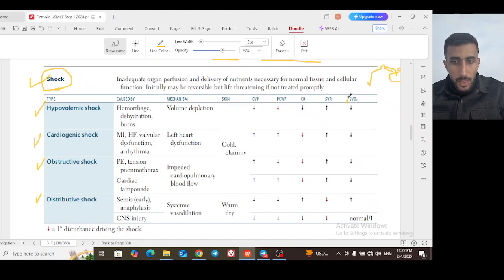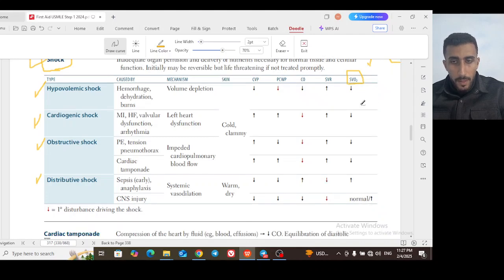First, we will compare the different kinds of shock according to the saturation of venous oxygen. Through a central venous catheter inserted into the internal jugular vein, you may withdraw a sample of blood. From this sample you will measure the oxygen, and logically it will be decreased. You have shock and the tissues are not well perfused, so they will extract as much oxygen as possible, and the saturation of venous oxygen is going to be low, except in distributive shock such as sepsis.